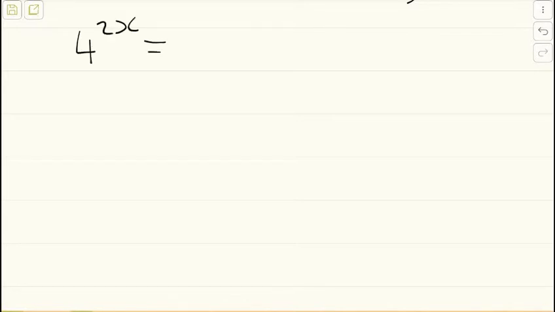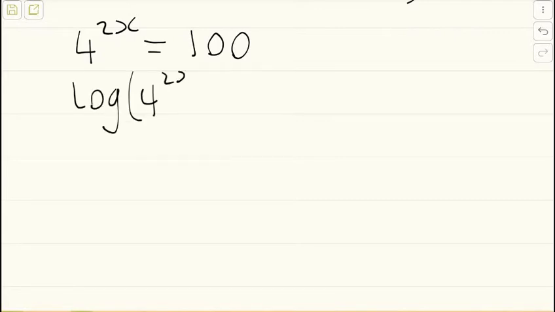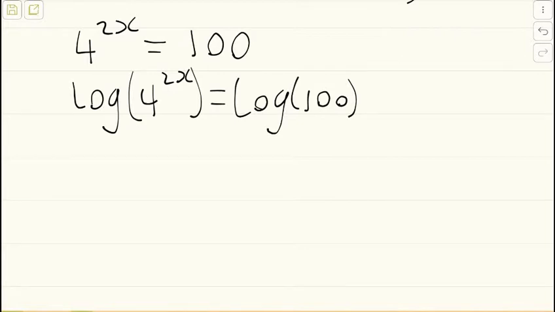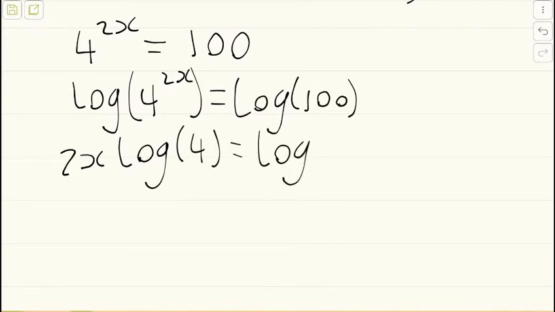Okay, let's do some more examples. So let's take this example. Let's take 4 to the power of 2x is equal to 100. So taking the logs of both sides, I get log of 4 to the power of 2x is equal to log of 100. Using the power law, I get 2x log of 4 is equal to log of 100.